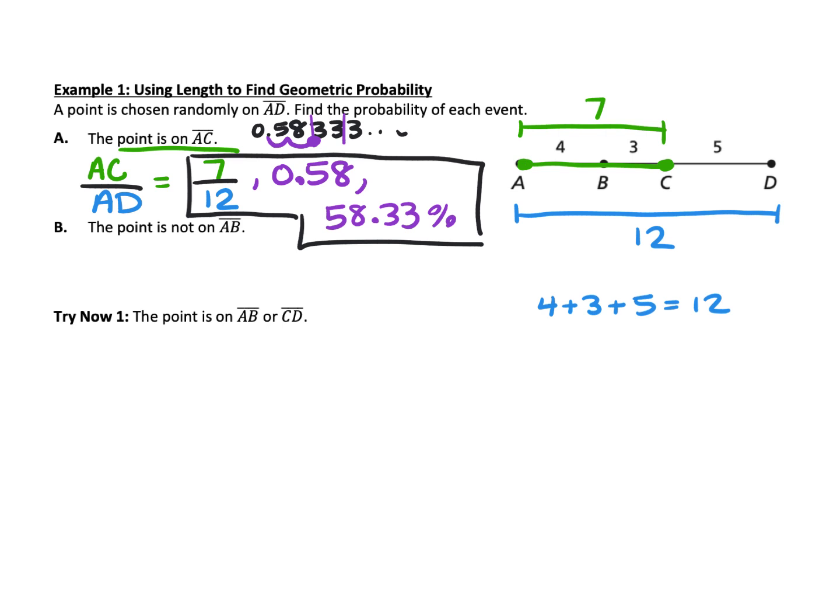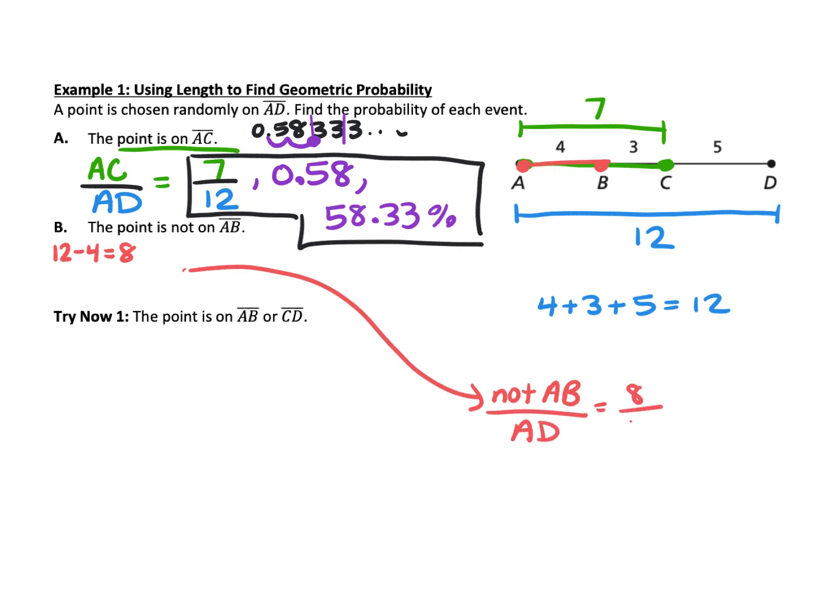Next up, we want to find the probability that the point is not on AB. And if I look at my picture here, AB is 4. So not on AB is going to be the rest of the sample space. 12 minus 4 is 8. So for my answer here, not AB divided by the sample space AD, we would have 8 over 12. You can reduce that to 2 over 3 if you divide by 4.